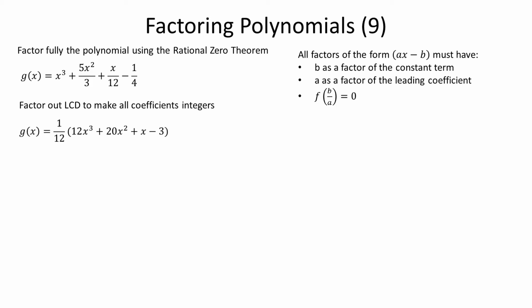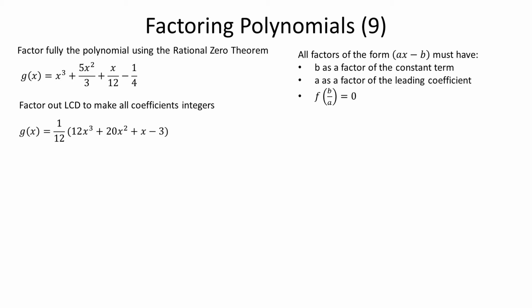Now, the rational zero theorem states that for any polynomial which has only integer coefficients, all its linear factors in the form ax minus b, where a and b are integers, must have b as a factor of the constant term and a as a factor of the leading coefficient. And if ax minus b is a factor, then because b over a is a zero, g of b over a must also be 0. This greatly limits the locations where a rational zero can possibly be.